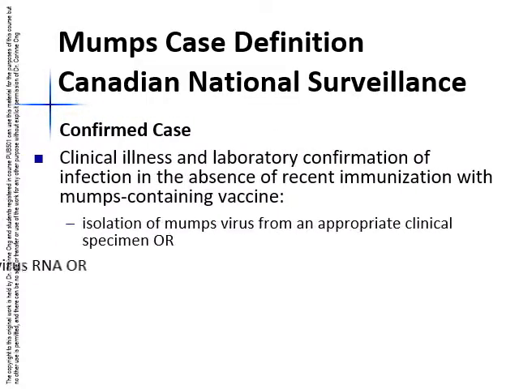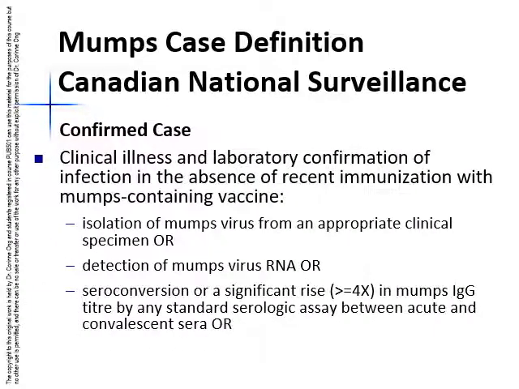The case of mumps is confirmed in the laboratory by the isolation of the mumps virus from an appropriate clinical specimen, or the detection of the mumps virus RNA, or serologically by seroconversion with a 4-fold or greater increase in mumps IgG titer between acute and convalescent sera.